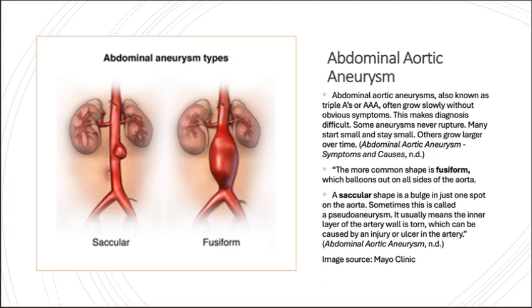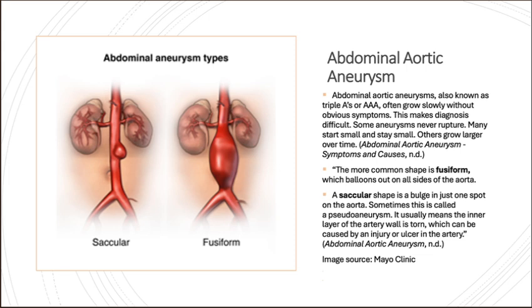Abdominal aortic aneurysms often grow slowly and sometimes don't have obvious symptoms. Because there are no obvious symptoms in the initial stages, it sometimes causes difficulty with diagnosis. Some of these aneurysms never rupture and continue to go unnoticed throughout a patient's life, and others grow rapidly over time and unfortunately do end up rupturing, causing life-threatening bleeding.